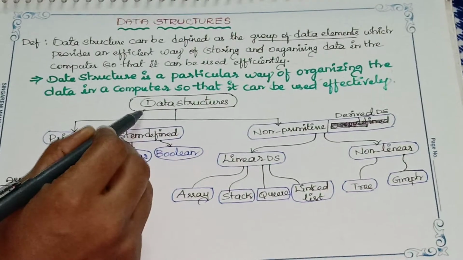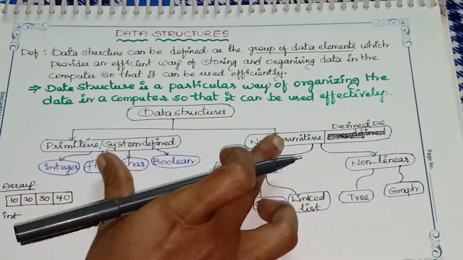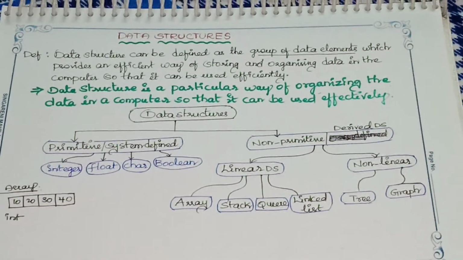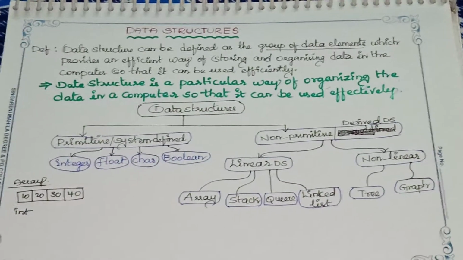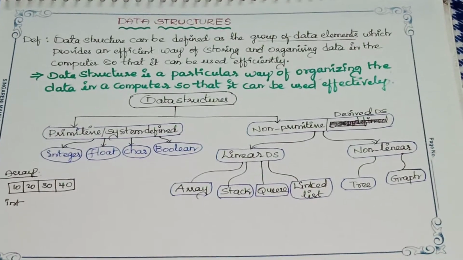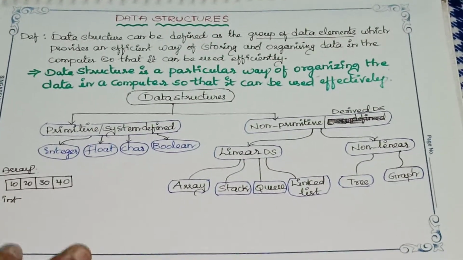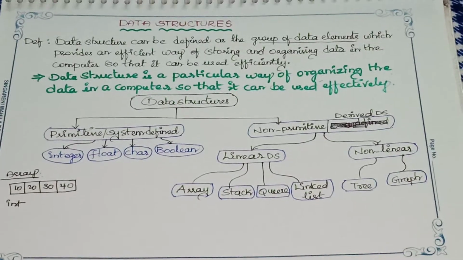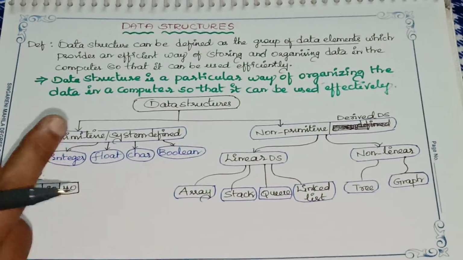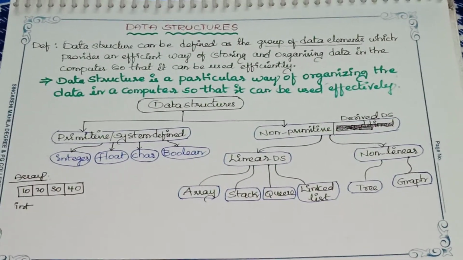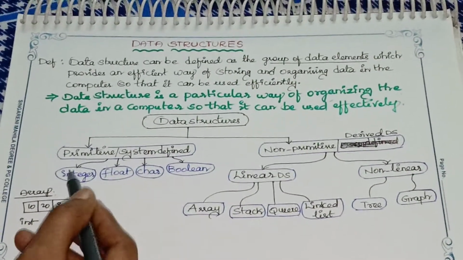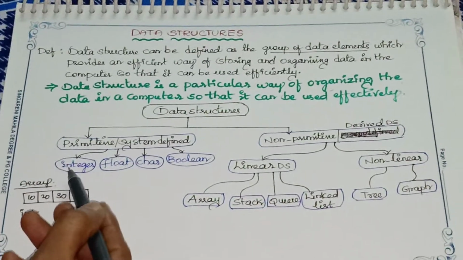Now come to the types of data structures. Here data structures are majorly categorized into two types: primitive or system defined data structures, and non-primitive or derived data structures. Then what are primitive data structures? Generally, primitive data structures are the basic data structures that directly operate upon the machine instructions. Directly operating upon machine instructions means it represents only a single value and has different representations. These data structures hold a single value, used to store a single value.